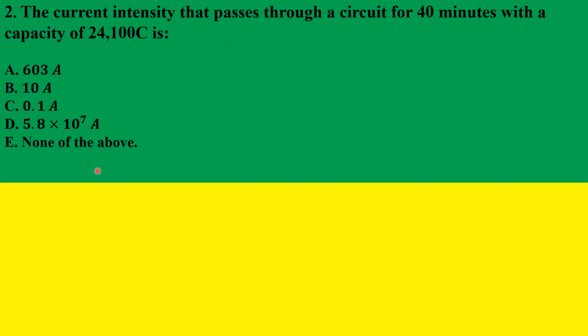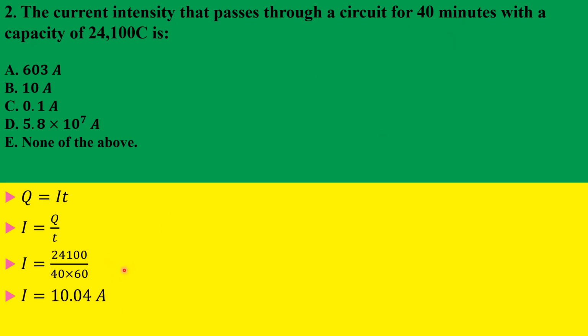All right, so our question 2 says the current intensity passes through a circuit for 40 minutes with a capacity of 24,100 coulombs. All right, so this is not a problem. Our Q, of course, is IT, right? So our I is just Q over T. So I take our Q, which is 24,100 coulombs, divided by our time, 40 minutes, multiplied by 60 seconds. So our I is 10.04 amperes. So our answer is B.